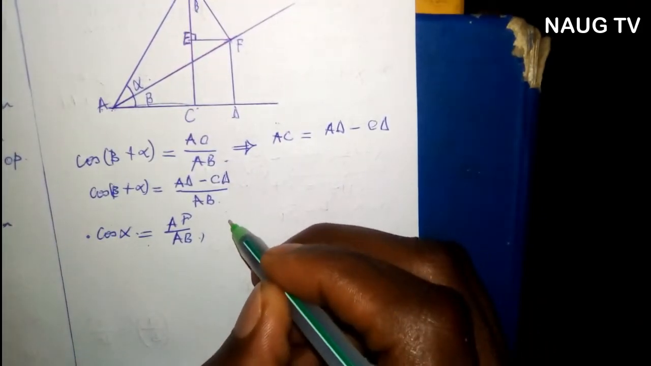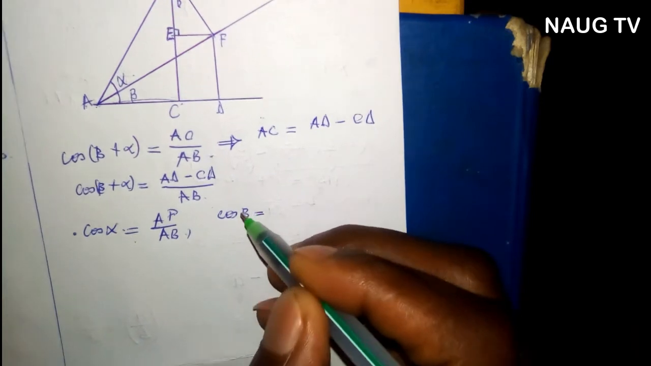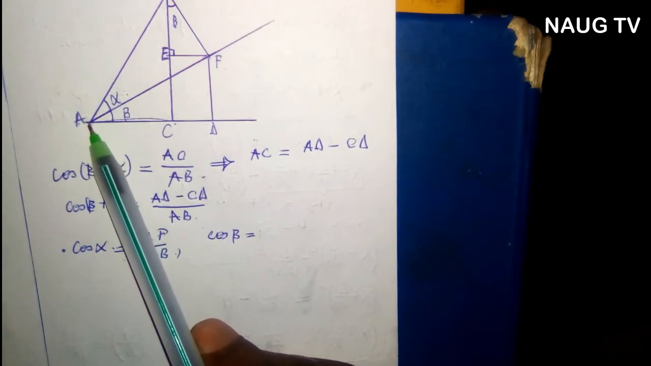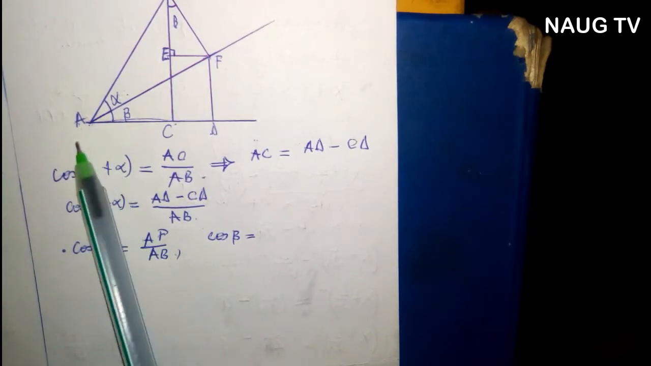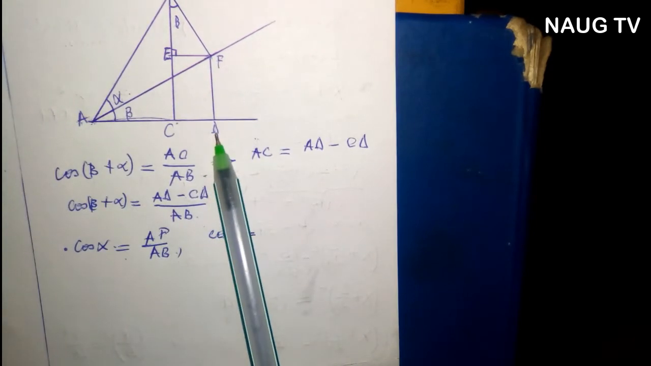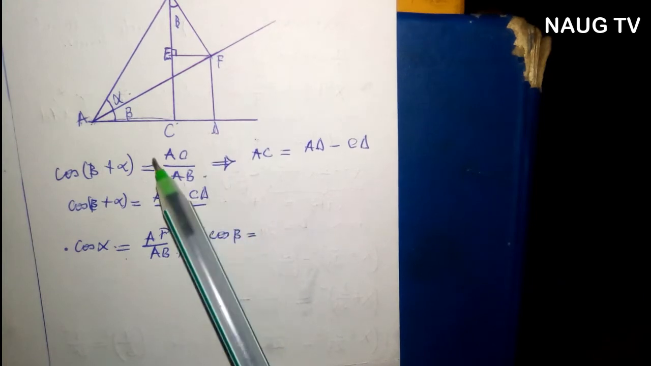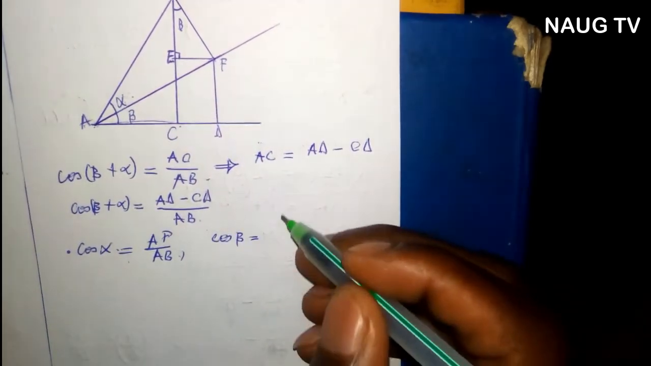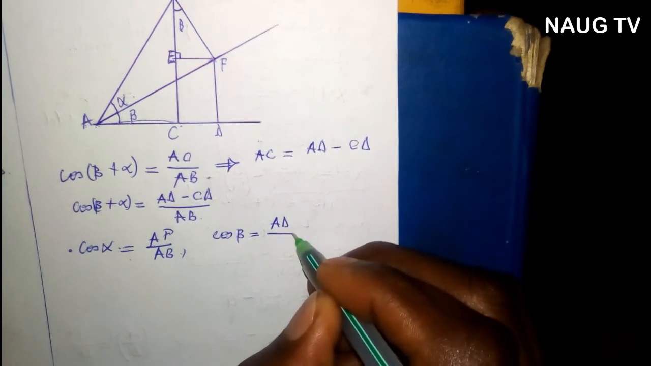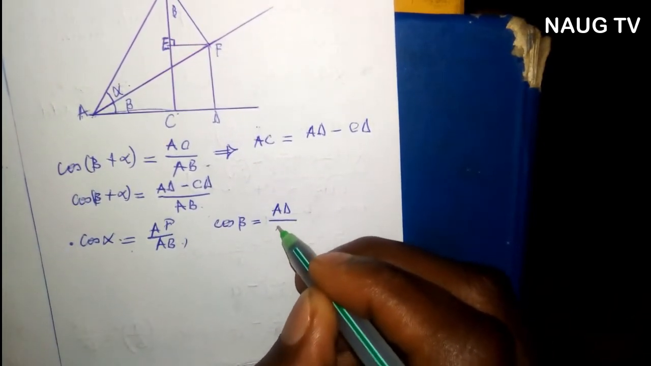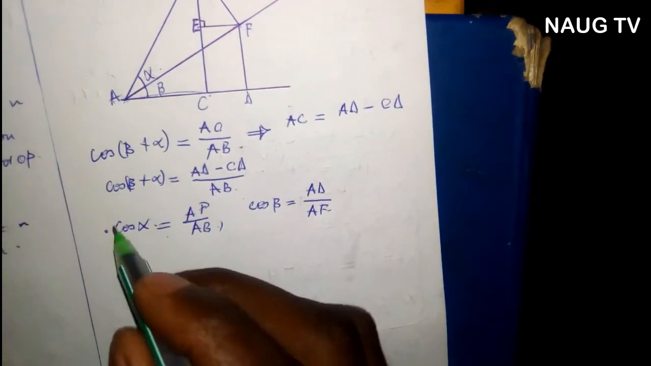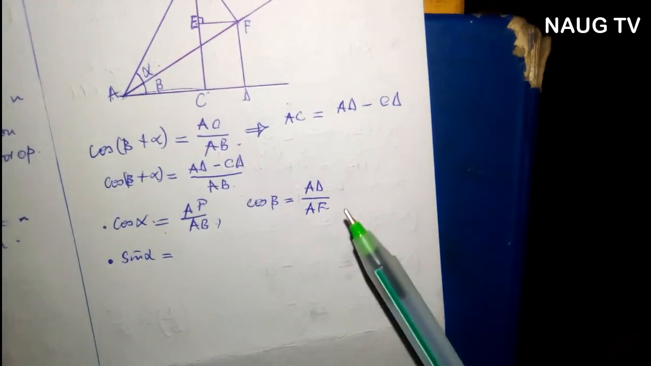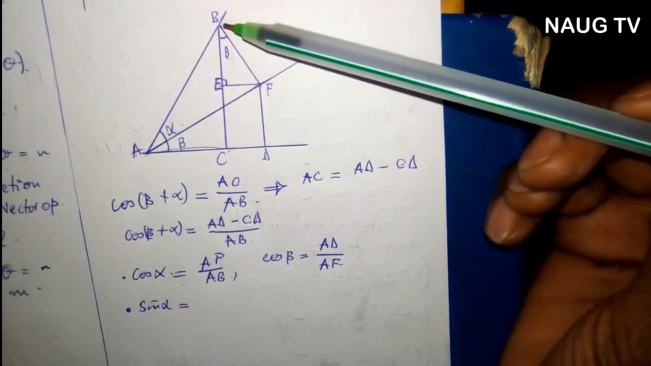Also, cosine beta would be equal to adjacent side, it is from A to D, over hypotenuse, from A to F here, so it would be AD over AF.